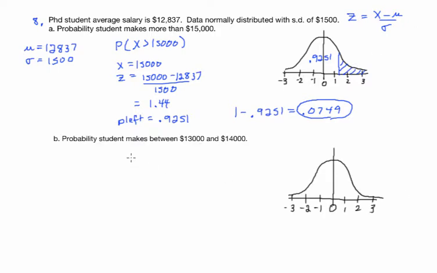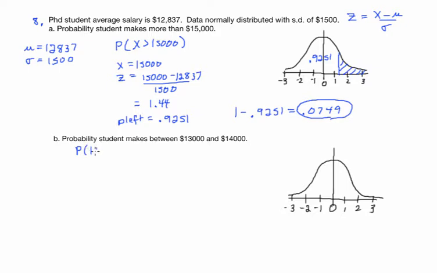Probability the student makes between 13,000 and 14,000. Let's guess. 13,000, that's a little more than our mean. And then 14,000, that's quite a bit more than our mean. So we're going to be kind of in this area, I'm guessing. I'm going to guess a quarter, 25%. Let's see if I'm right. So we want to know this probability.